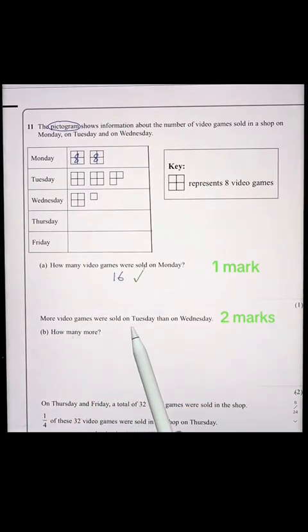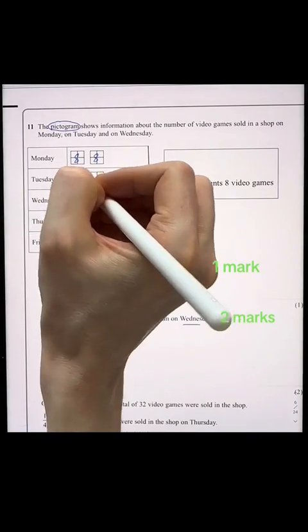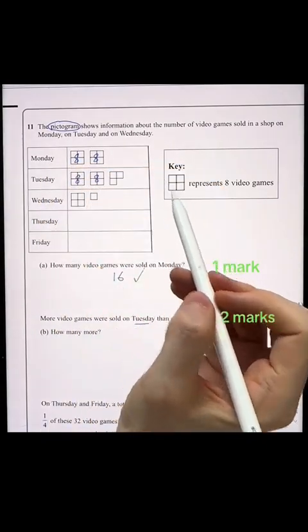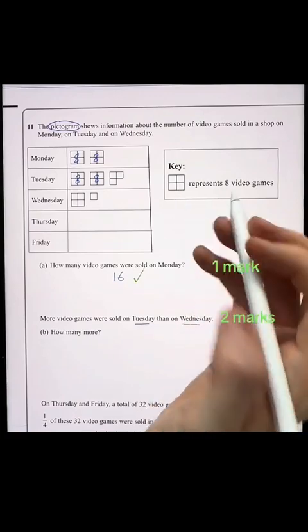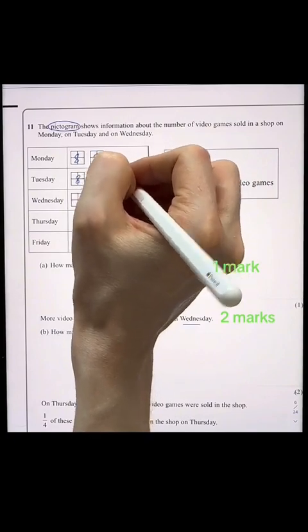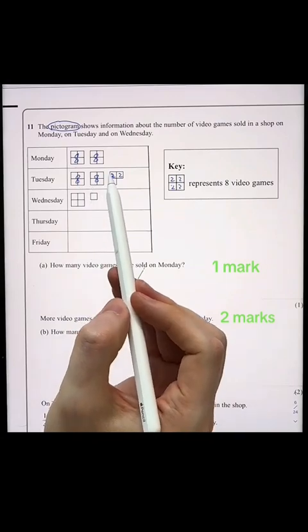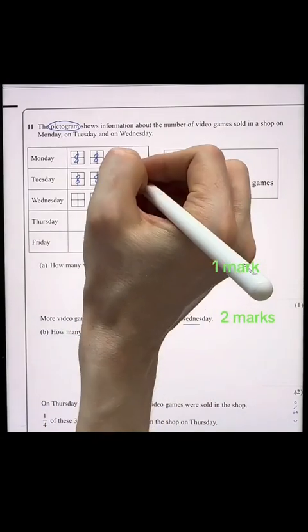We're now told more video games were sold on Tuesday than on Wednesday. And we're asked how many more. Well, Tuesday, we know that 4 baby squares represent 8. So that's 8. Another 4 baby squares represent 8. If 4 baby squares represent 8, therefore 8 divided by 4, each baby square would represent 2. So here, for Tuesday, each of these represent 2. So I've got 2, 2, and 2. Adding that together, well, 8 add 8 is 16. Add 2 gives us 18. Add 2 is 20. Add 2 gives us 22.